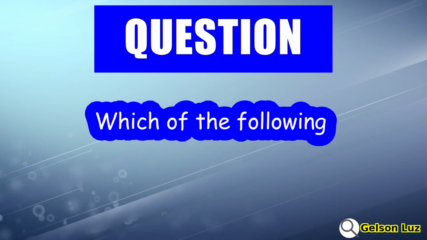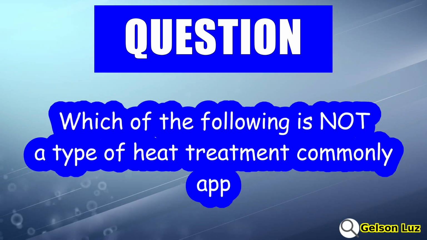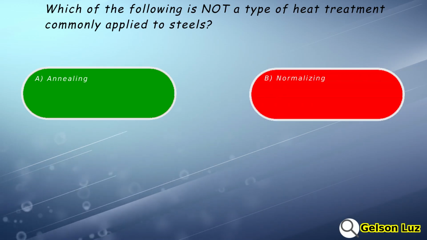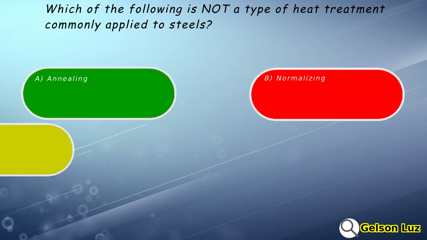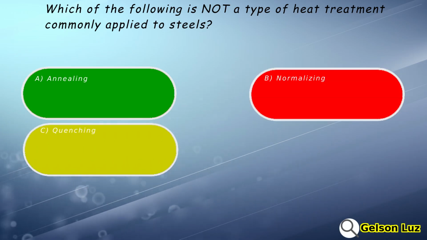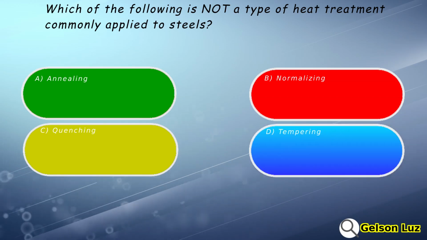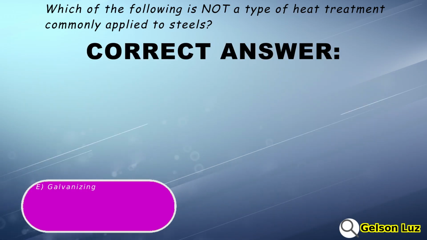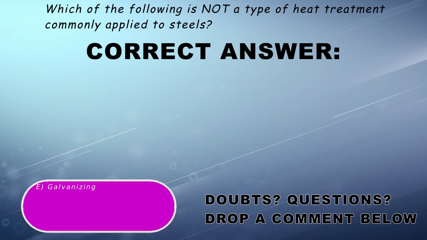Which of the following is not a type of heat treatment commonly applied to steels? A. Annealing. B. Normalizing. C. Quenching. D. Tempering. E. Galvanizing. The correct answer is E. Galvanizing.